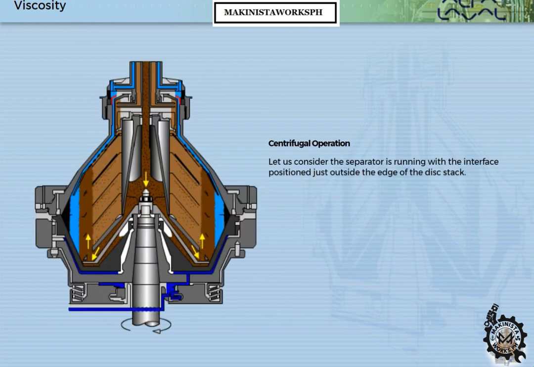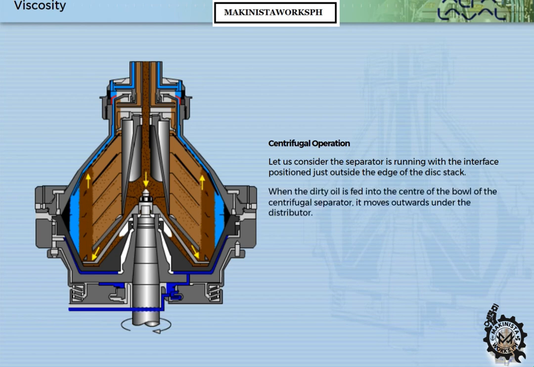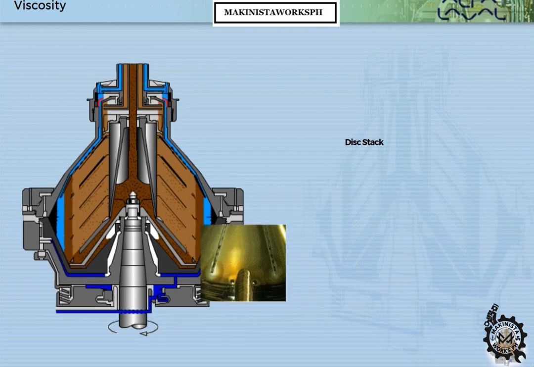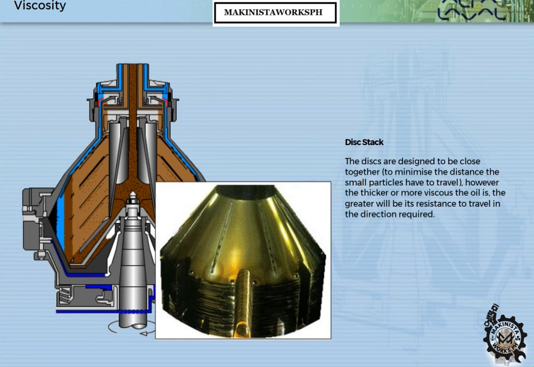Centrifugal operation. Let us consider the separator is running with the interface positioned just outside the edge of the disk stack. When the dirty oil is fed into the center of the bowl of the centrifugal separator, it moves outwards under the distributor. The water moves outwards from the interface. To get to the oil outlet, the oil must pass across the disk stack. Disk stack. The disks are designed to be close together to minimize the distance the small particles have to travel. However, the thicker or more viscous the oil is, the greater will be its resistance to travel in the direction required. The resistance of the oil to move inwards results in the interface moving outwards slightly.